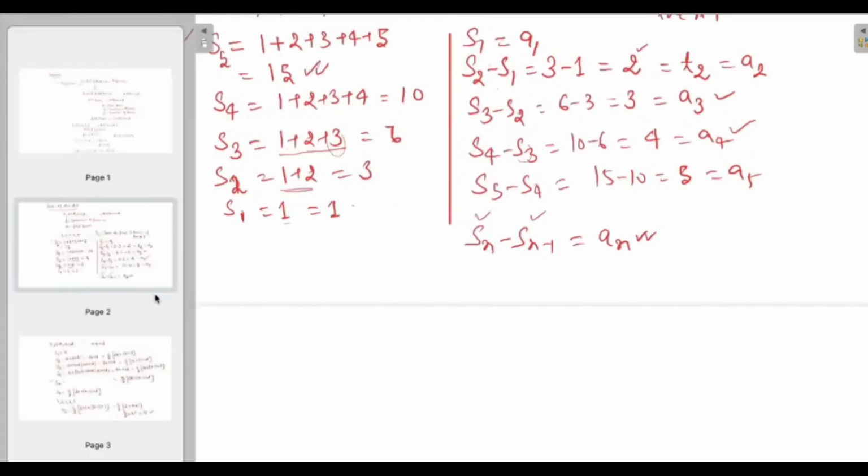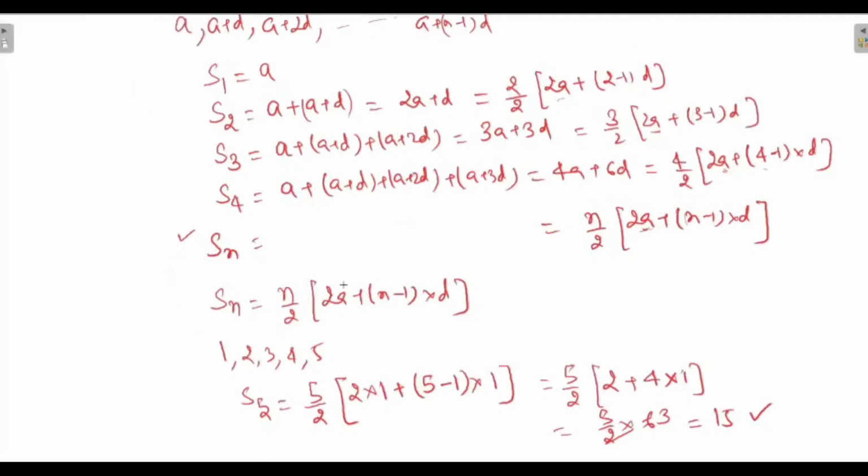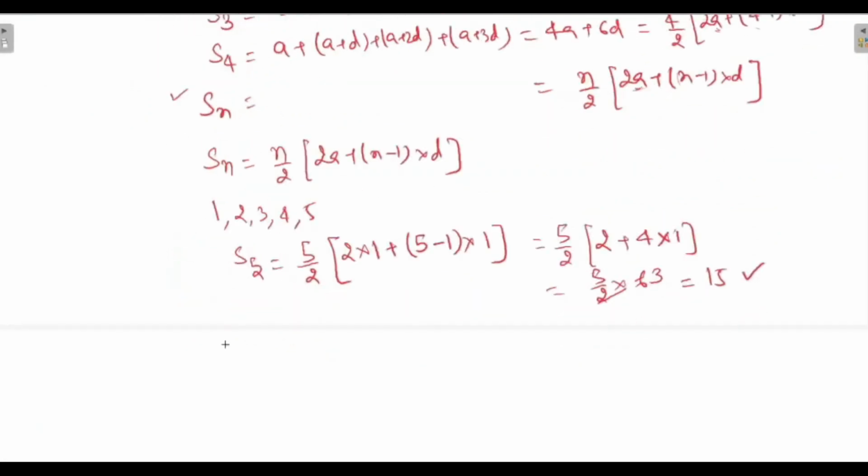Similarly, if we want to calculate, for example, S2, S2 is basically the summation of this and this. Again, using the formula here, 2 by 2, because n is 2 here, and then this will become 2 into a, which is 1, plus 2 minus 1 into 1. The 2 cancels out, so 2 plus 1 will be 3, which I can also see here: 1 plus 2 is 3. So this is the formula.